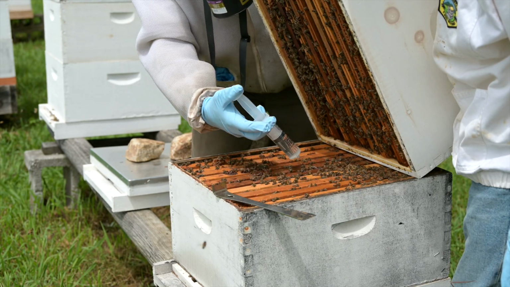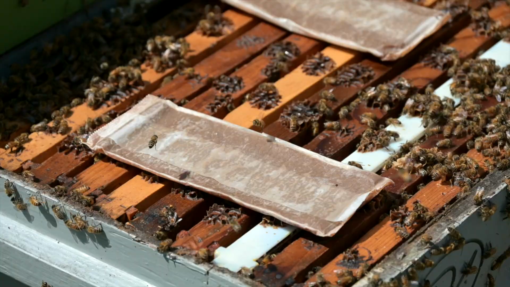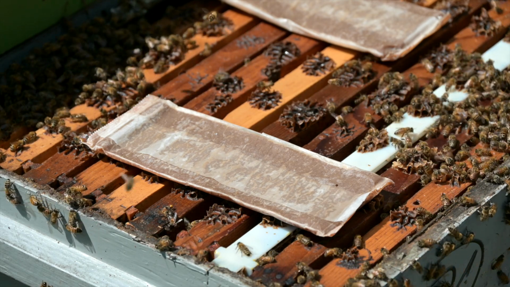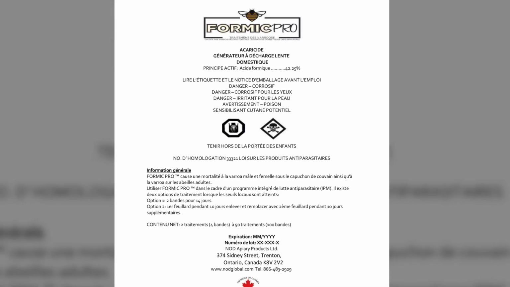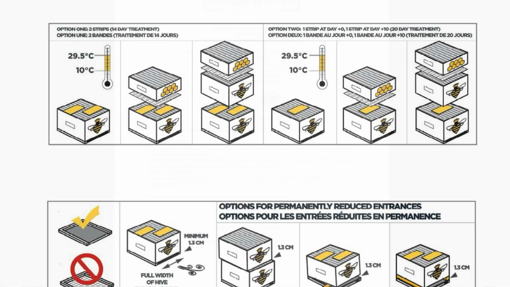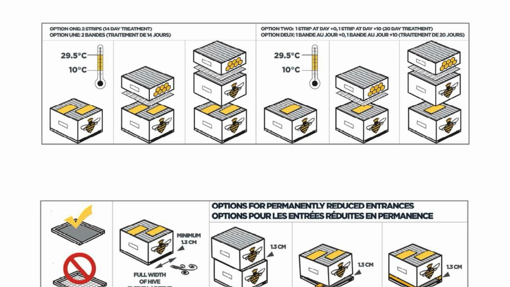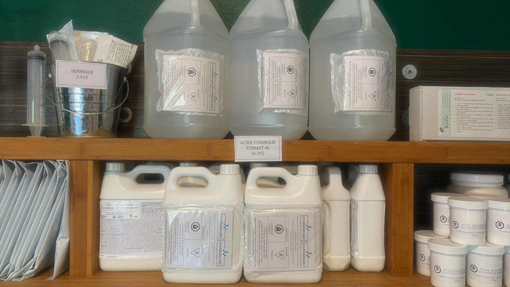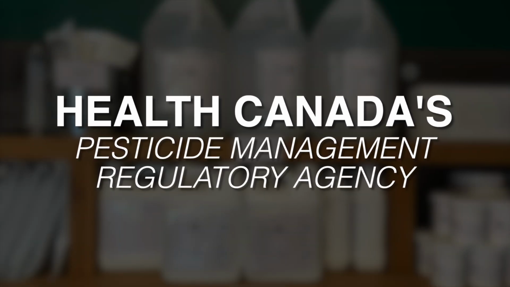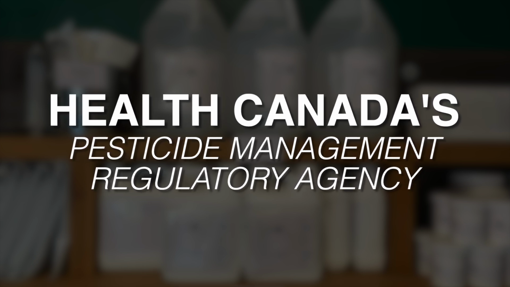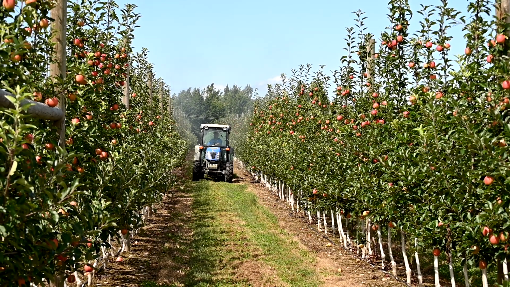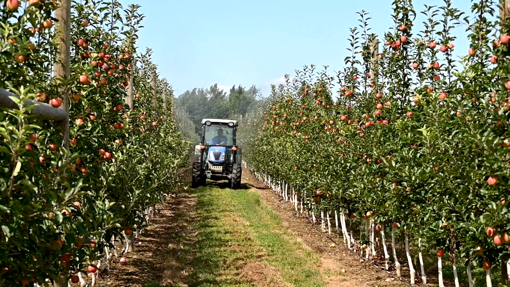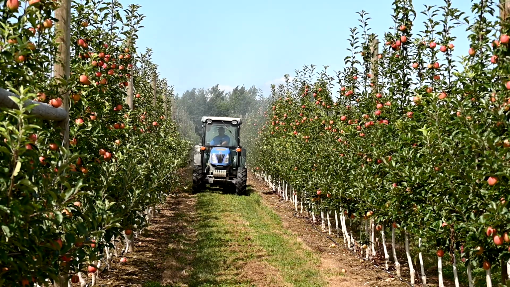One aspect of integrated pest management is chemical control. When necessary, use of pesticides can be an important tool for hive survival. Pesticides should be used according to the pesticide product's label in order to use the product legally and get the most effective control. Pesticide products are developed by manufacturers and require review by Health Canada's Pesticide Management Regulatory Agency, or PMRA, to determine that they carry out their intended function without creating unreasonable adverse effects to human or environmental health.